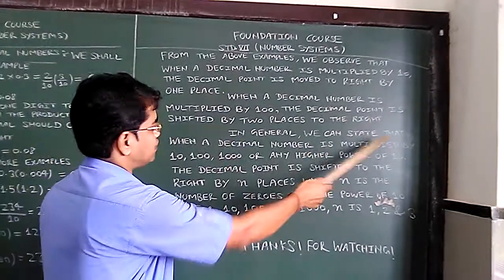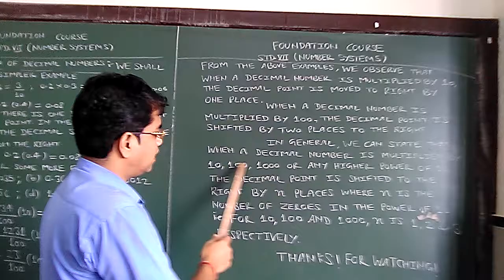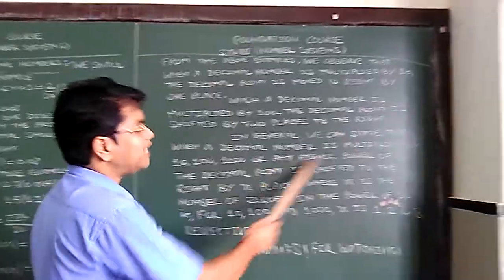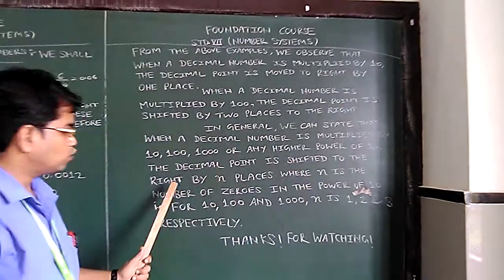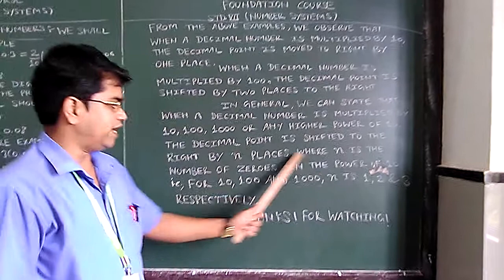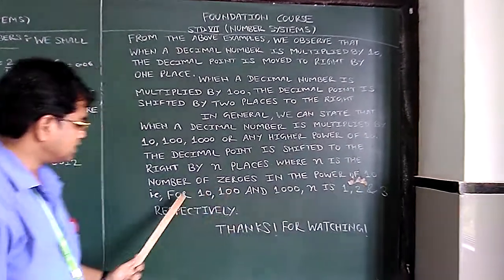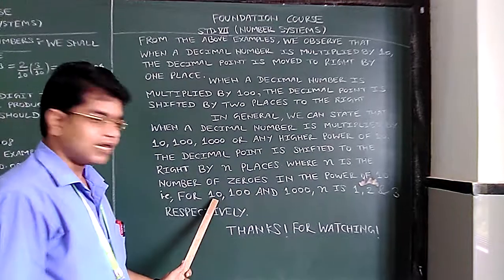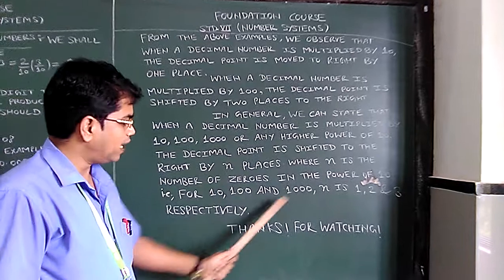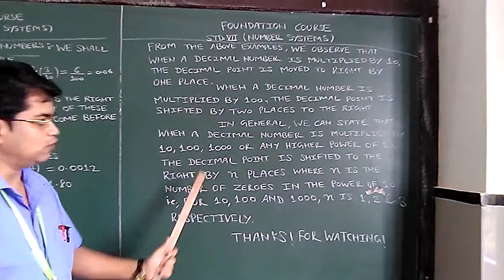In general, we can state that when a decimal number is multiplied by 10, 100, 1000 or any higher power of 10, the decimal point is shifted to the right by n places, where n is the number of zeros in the power of 10. That is, for 10, 100 and 1000, see there are 1 zero, then 2 zeros and 3 zeros. So the value of n is 1, 2 and 3 respectively.